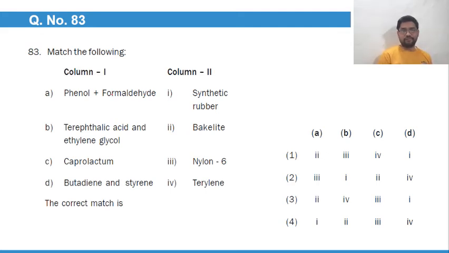Match the following. Phenol formaldehyde, bakelite, A is 2. So option number 2 is not the right answer. Option number 4 is the right answer. Terephthalic acid and ethylene glycol is terylene. So B is 4. So we'll go with option number 3. Okay, this is not the right answer.